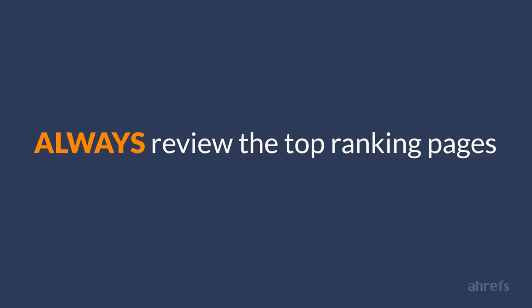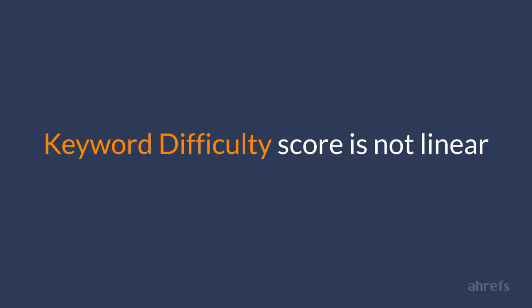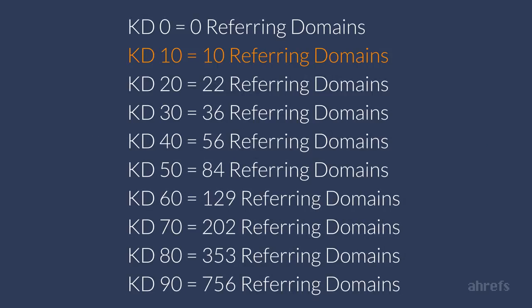Please also keep in mind that our keyword difficulty score is not linear. Keyword difficulty 10 means you'll need backlinks from approximately 10 websites in order to rank on the front page of Google, while KD 70 means that you'll need links from 202 websites, and KD 90 means that you'll need links from 756 websites. It's up to you to decide which score is easy and which is difficult.